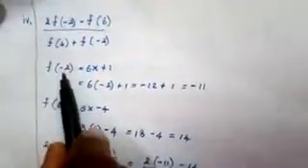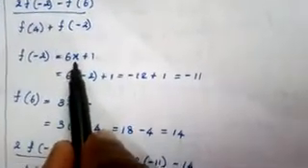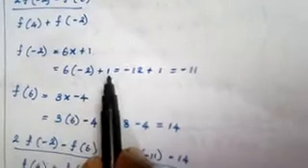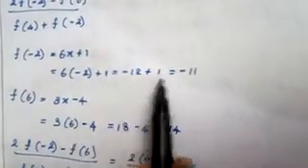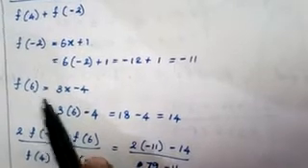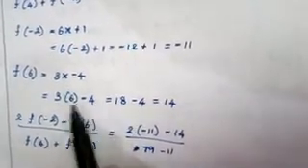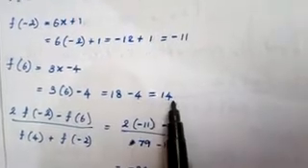f of minus 2 lies in the first category, that is 6x plus 1. The x value is minus 2. 6 into minus 2 plus 1. 6 into minus 2 is minus 12, plus 1, that is minus 11. 6 lies in the third category, 3x minus 4. 3 into 6 minus 4. 3 sixes are 18. 18 minus 4 is 14.